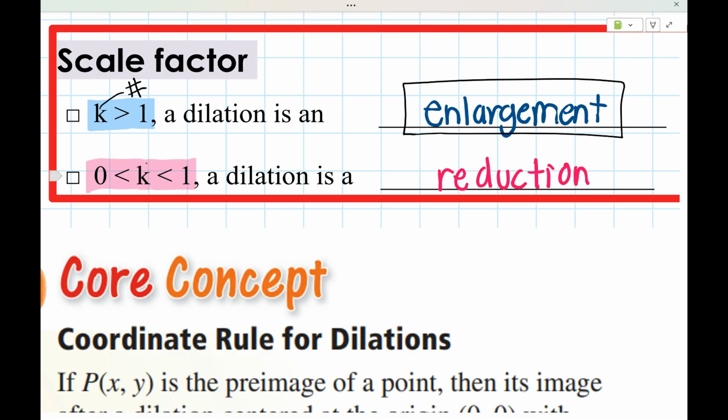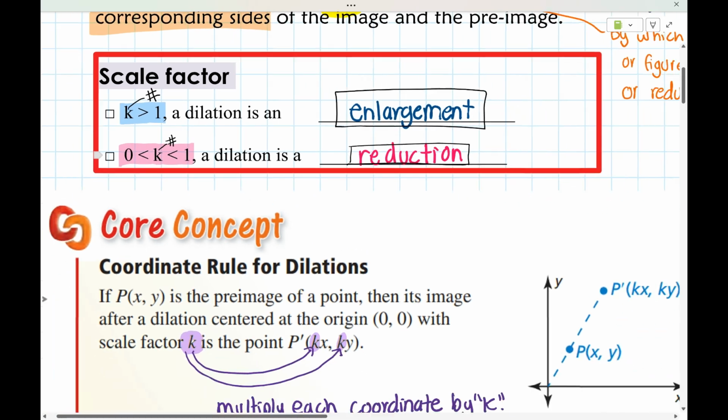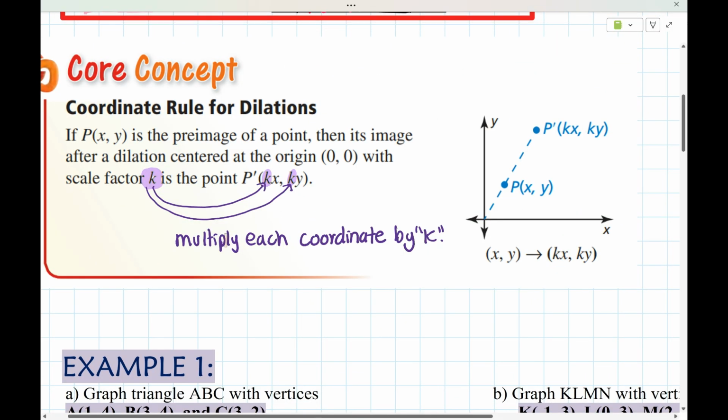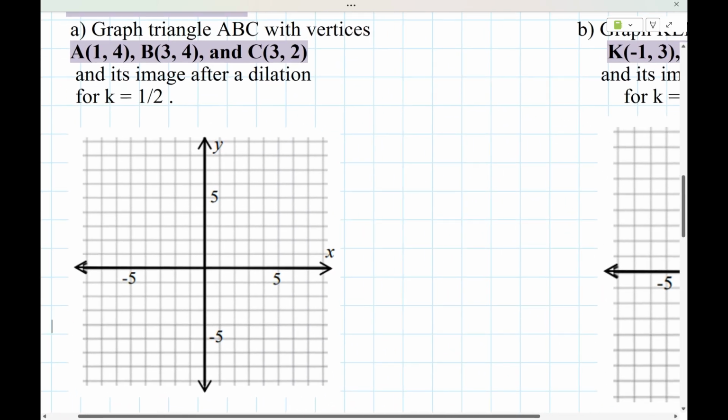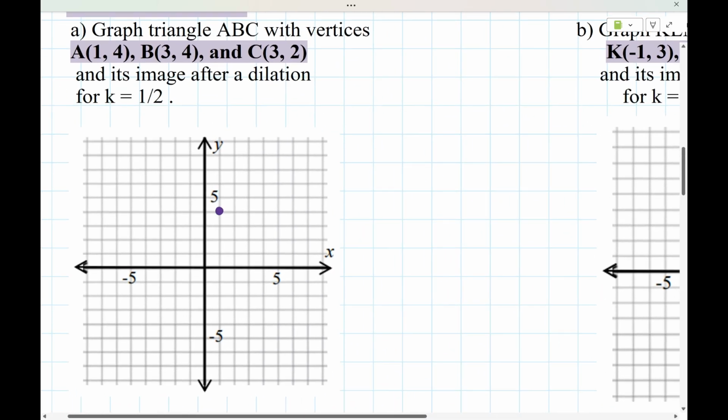If k is a number greater than 1, then your image is going to enlarge. If k is a number between 0 and 1, then your image is going to reduce. So let's talk about if you have these coordinate planes. All you need to do is first analyze k, and then multiply your coordinates by k, whatever number k is, whenever we're dilating about the origin.